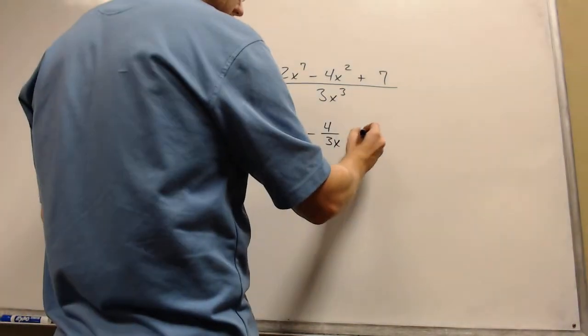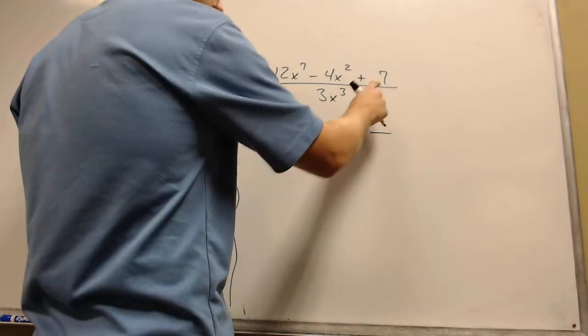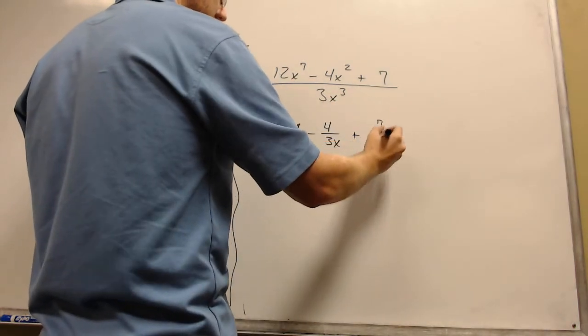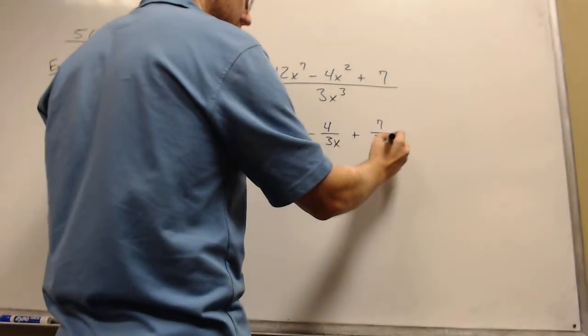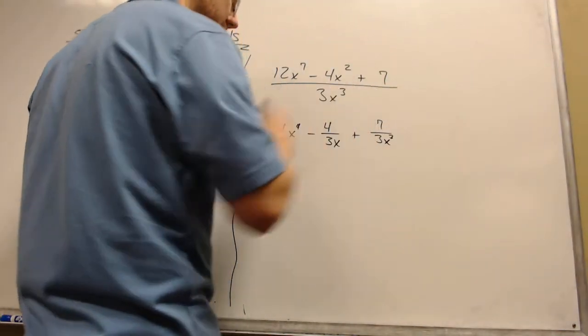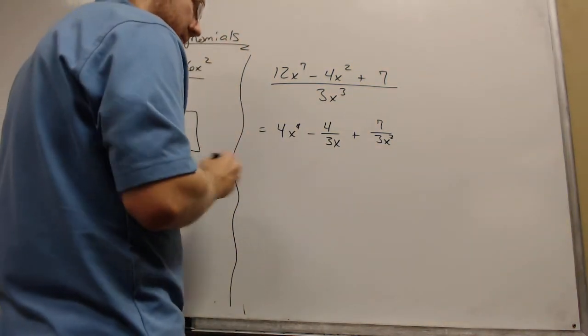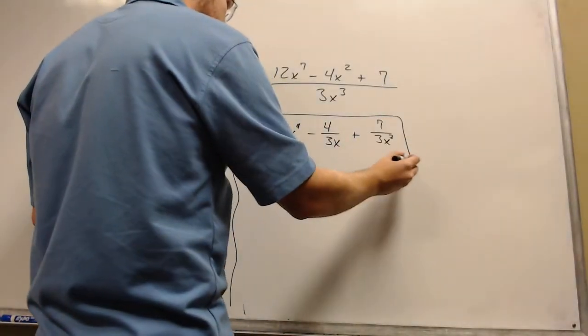And as we go to this last term, same idea, right? 7 divided by 3, I can't reduce that at all. Right? And I can't even do anything with the x to the 3rd. Those are still in the denominator. They don't cancel anything in the numerator. So this would be the simplest way I could write this division.